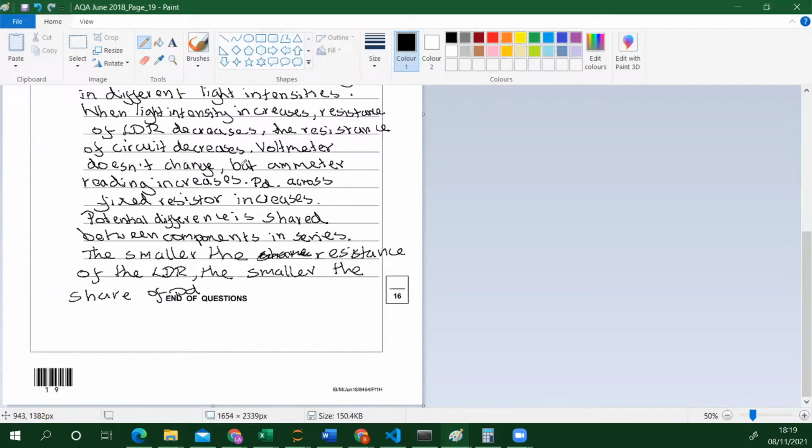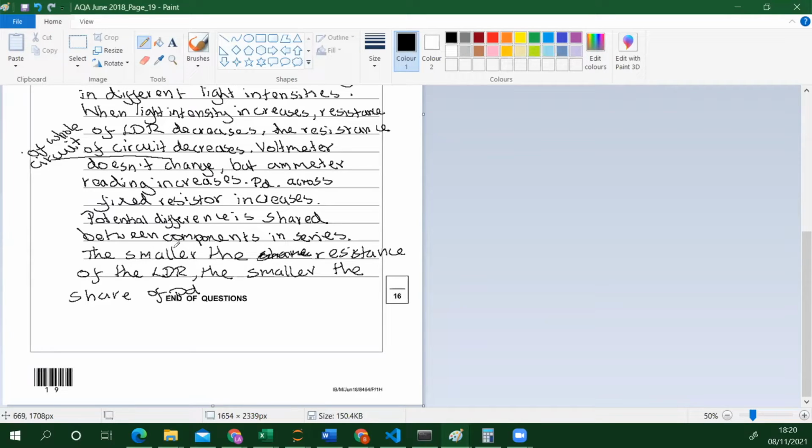Okay, so say the voltmeter reading doesn't change, I should rectify this a bit more, so of the whole circuit, but with the individual components it does. I'll explain it then. Voltmeter reading doesn't change for the whole circuit. PD across fixed, so you put the voltmeter across the fixed resistor. Yeah, it's not obvious with the question, this one at all. You can move the meters. The PD across the fixed resistor increases because potential difference is shared between components in series.